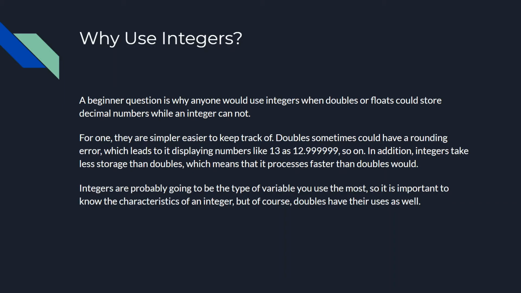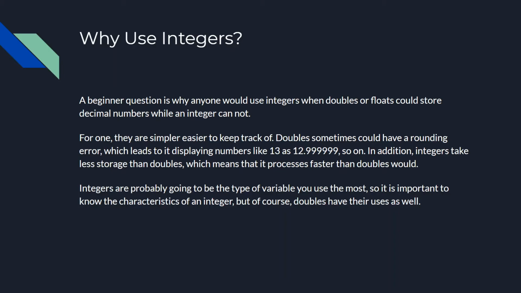So when you compare them, even if you're comparing 13 and 13, it will sometimes say that 13 is not equal to 12.99999, and thus will return false even though it should return true. Integers will always say 13 is 13, so the rounding error won't get in the way of comparing two numbers.